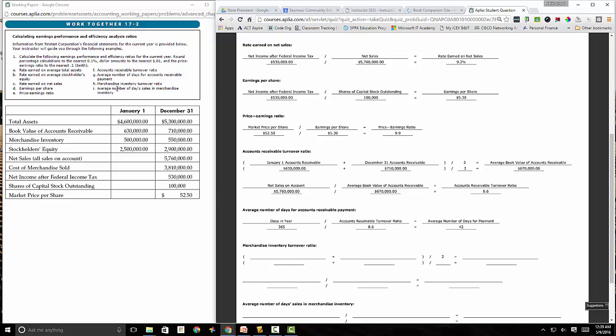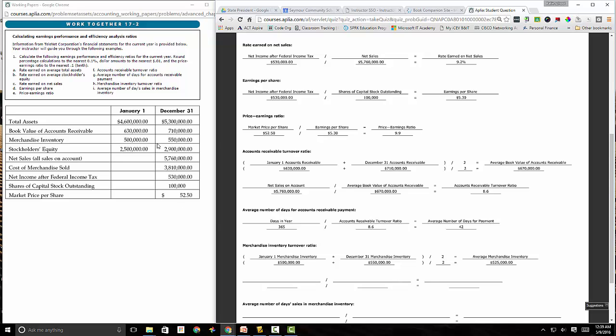So now we're on calculating our merchandise inventory turnover ratio. So we have to start with our January 1st merchandise inventory plus our December 31st divided by 2 is going to give me my average merchandise inventory. So here we have our numbers for merchandise inventory. One is 500,000. The next one is 550,000. Divide by 2, which gives me an average of 525,000. I plugged the wrong number in there, sorry.